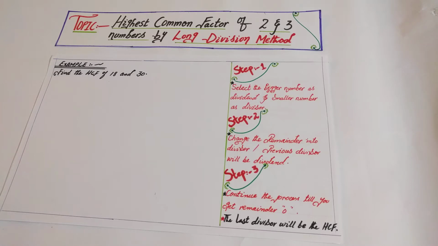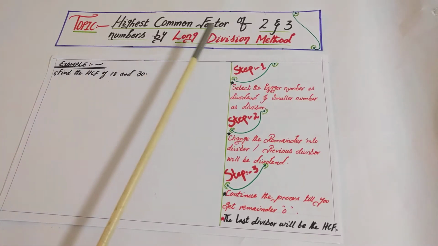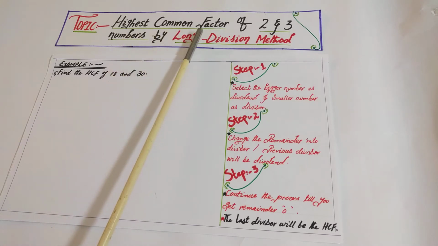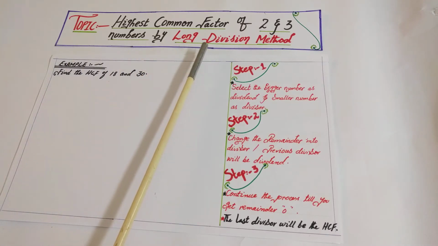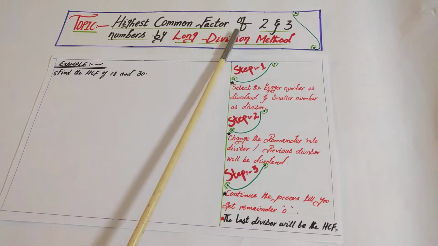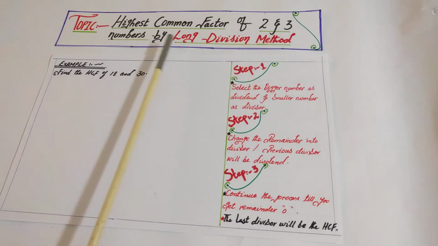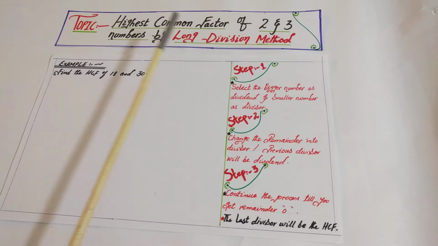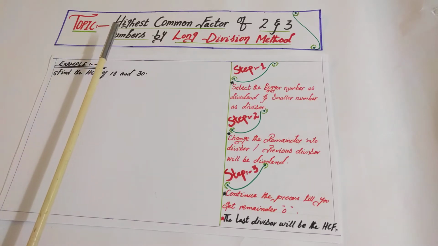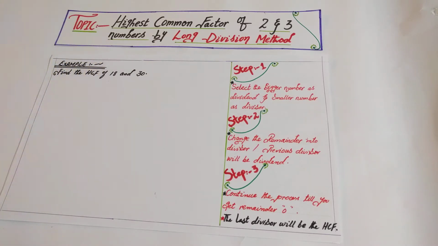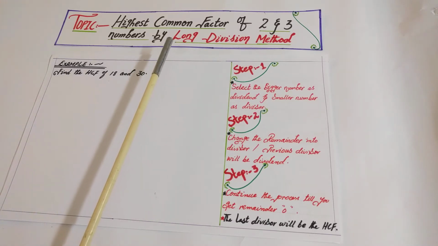Today I am going to start the same topic, HCF, highest common factor, by the long division method. Highest common factor of 2 and 3 numbers by the long division method. As in the previous lecture we have done the same topic, highest common factor by the prime factorization method. Now we are going to start by the long division method.